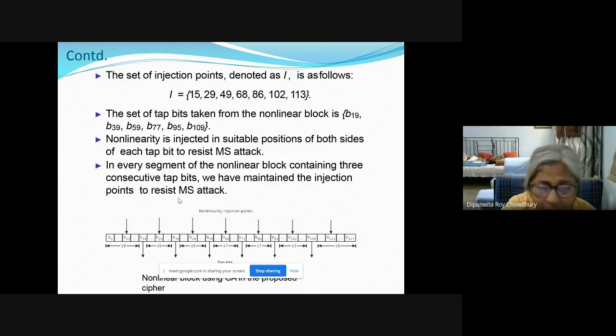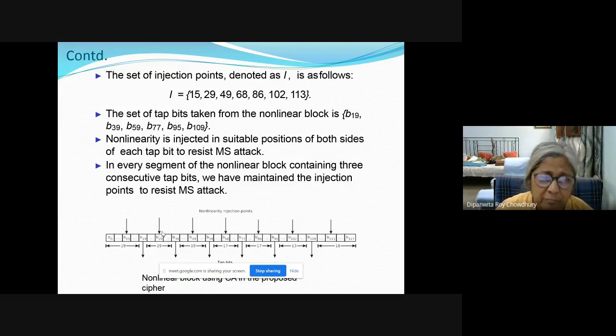So far as our knowledge goes, no one, since Meier and Staffelbach gave this rule 30 attack, has employed this attack in their design. This is the first time, and I think this is very relevant, because since it is cellular automata based, attacks on cellular automata rules must be considered.